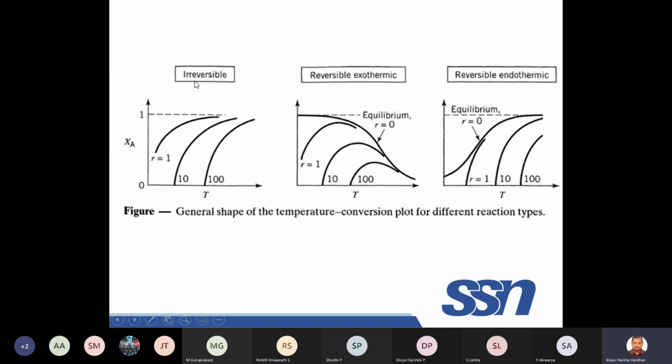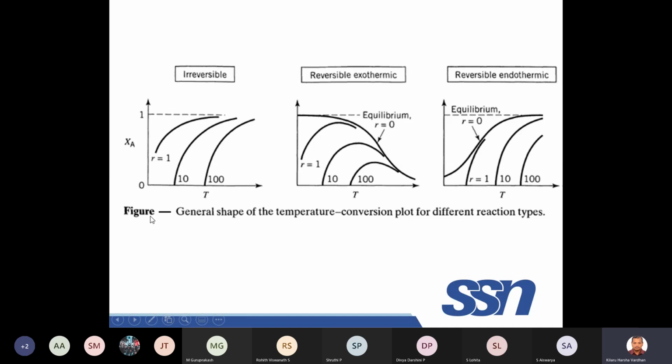Now what is happening in an irreversible exothermic or endothermic process? The reaction is not reversible. So it is a single reaction where A is giving products. It can be exothermic or it can be endothermic. Endothermic in the sense you are giving the heat for the reaction to happen. Exothermic in the sense the reaction is liberating the heat out, so you need to go for some cooling.